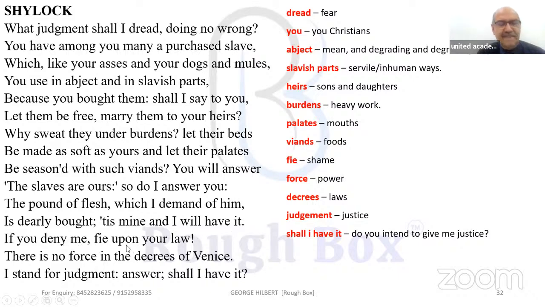If you deny me, then fire upon your laws. If you deny me justice, shame. Fire means shame upon your laws. There is no force in the decrees of, there is no power in the laws of Venice. He is mocking and ridiculing the people of Venice. I stand for judgment. Answer me. Tell me. Shall I have it? Are you going to give me judgment? I want this pound of flesh. Are you going to give it to me? Yes or no?